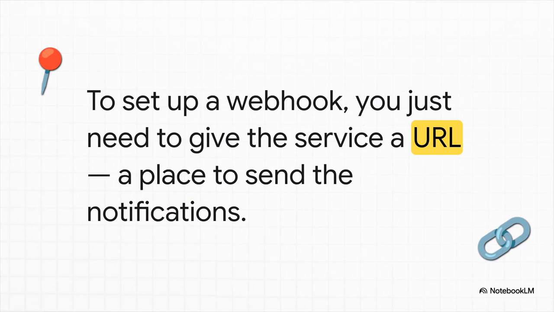And the setup is surprisingly simple. All you have to do is provide an address, a unique URL, to the service you're using. You're basically telling that service, "Hey, when the event I'm waiting for finally happens, send the notification right here." You're just giving them the address to your digital doorbell.